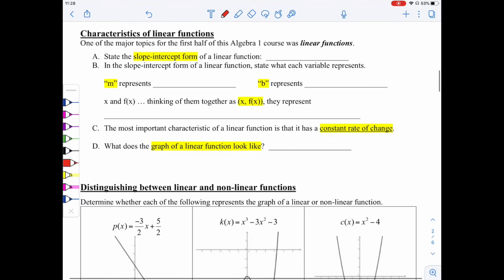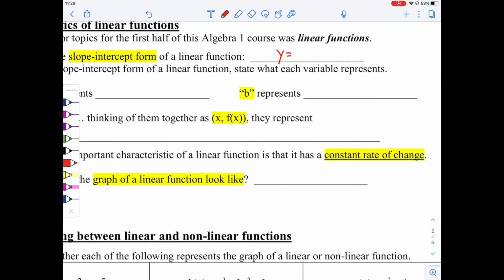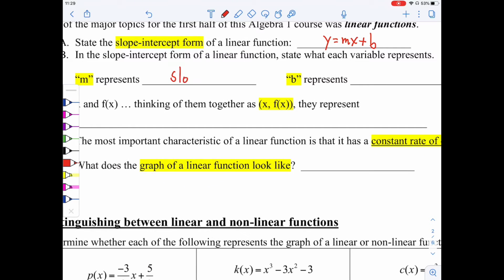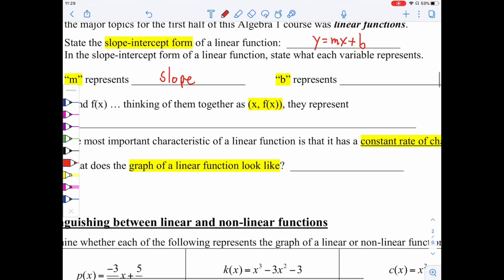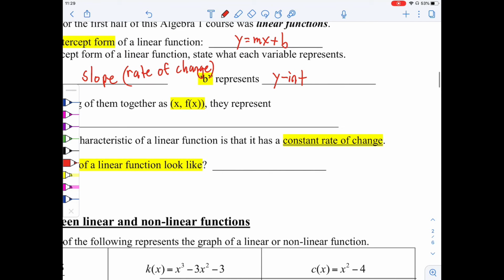Okay, so next part. State the slope-intercept form of a linear function. Right, that was easy. y equals mx plus b, with the m representing the slope, b representing the y-intercept. Right, also keep in mind slope is always your rate of change. And your y-intercept is always your initial value.